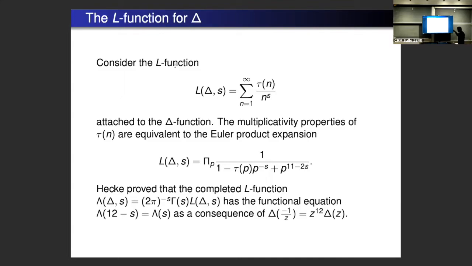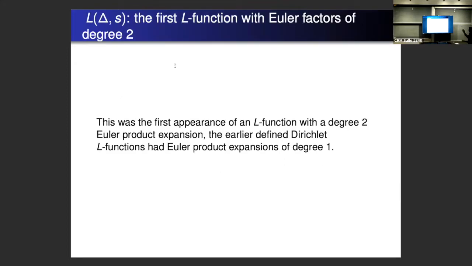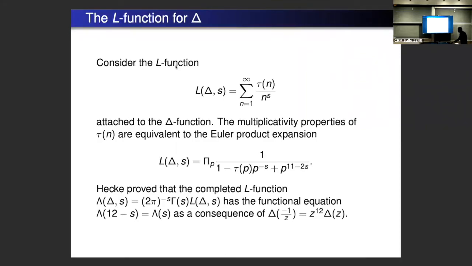Okay, but Ramanujan, I think, was aware that whatever he was conjecturing was equivalent, at least formally, to this delta function having this Euler product expansion. Right, so in some sense, I think this is the first appearance in the literature of an L-function with a degree 2 Euler product expansion. The Euler factor at p is of degree 2, related to the degree 2 polynomial 1 minus tau(p) x plus p^11 x squared, if you put x equal to p^(-s). So typically in a Dirichlet L-function, you just get something like 1 minus chi(p) upon p^s, a degree 1 Euler product expansion.